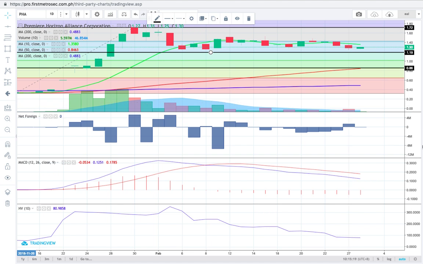Okay. Now, risk level wise, PHA has a high risk level. It's a high risk stock based on its historical volatility score of 81%.